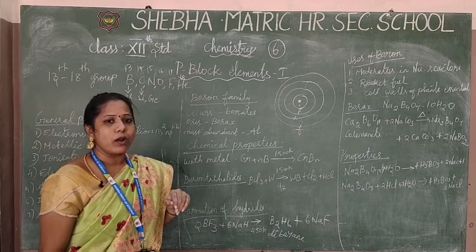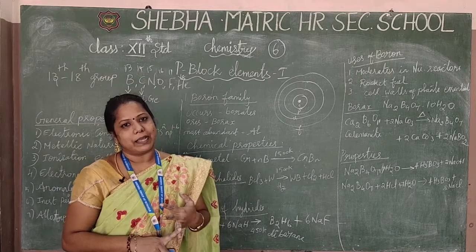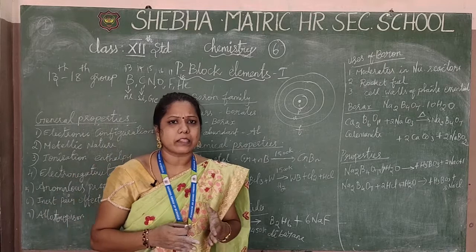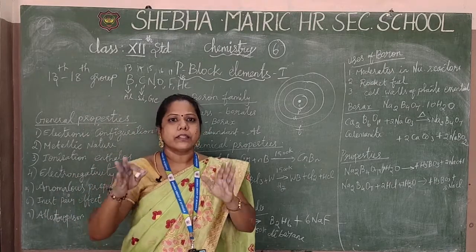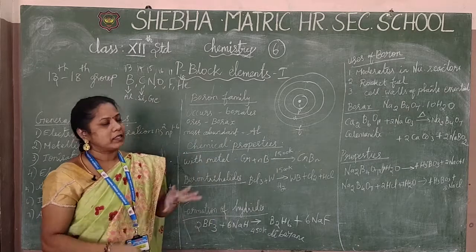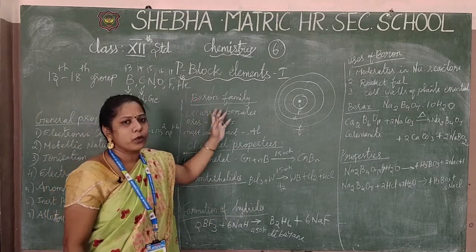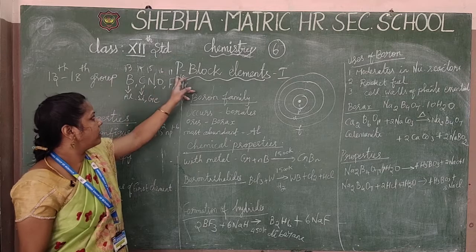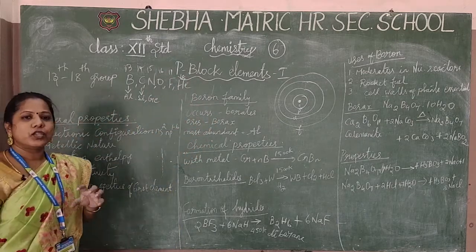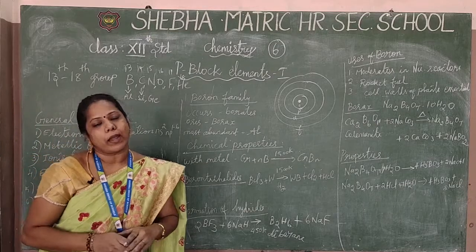Helium is also called an inert gas or noble gas. What is the meaning of noble gas or inert gas? Noble gas means the outermost shell is fulfilled. That kind of gas is called a noble gas. That is the 18th group. This group, in total, is called the p block elements. Did you get it?